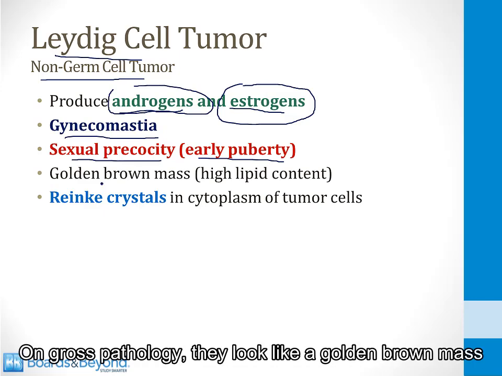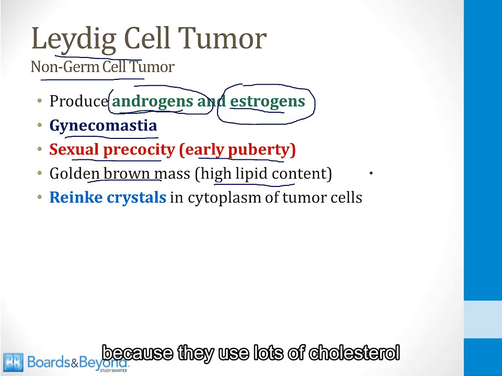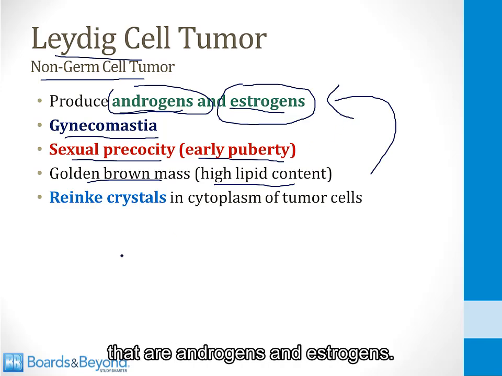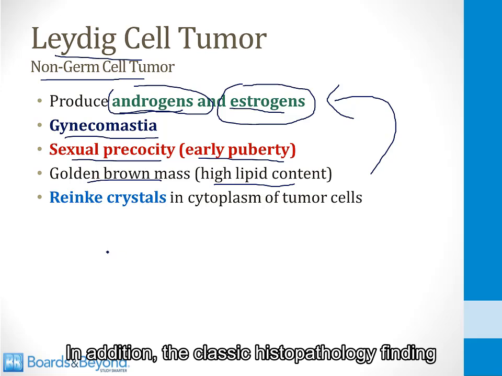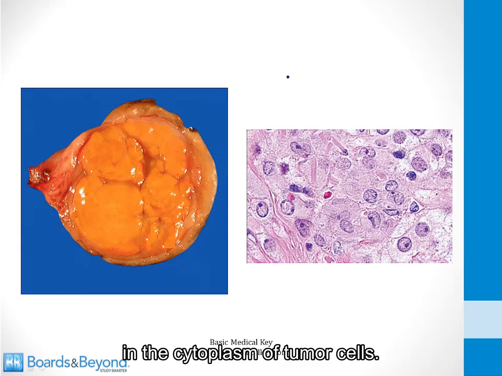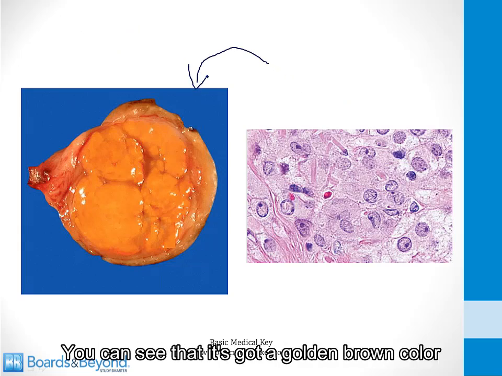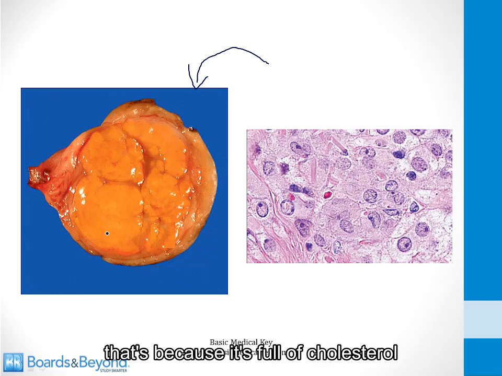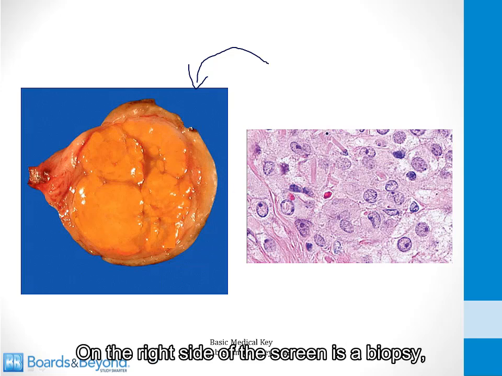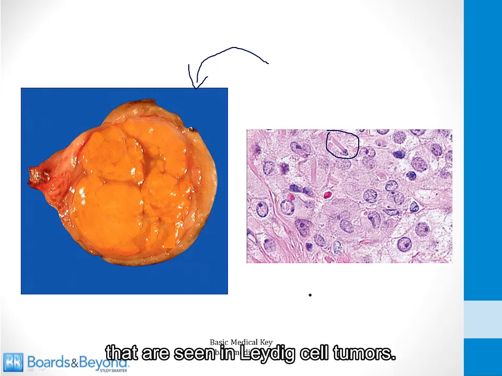On gross pathology, they look like a golden brown mass. That's because they have a high lipid content, because they use lots of cholesterol to make all these cholesterol derivatives that are androgens and estrogens. In addition, the classic histopathology finding is the presence of Reinke crystals in the cytoplasm of tumor cells. On the left side of the screen is a gross picture of a Leydig cell tumor. You can see that it's got a golden brown color. That's because it's full of cholesterol being used to synthesize steroid hormones. On the right side of the screen is a biopsy, and these structures right here are the Reinke crystals that are seen in Leydig cell tumors.